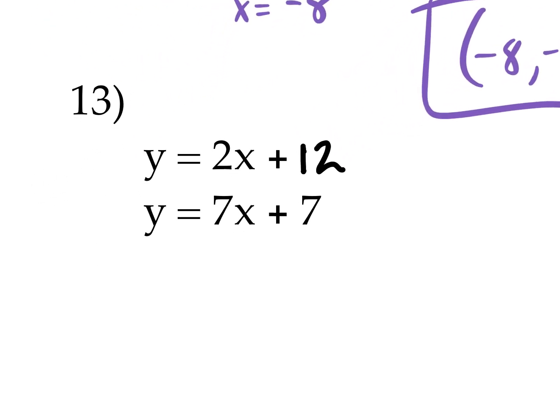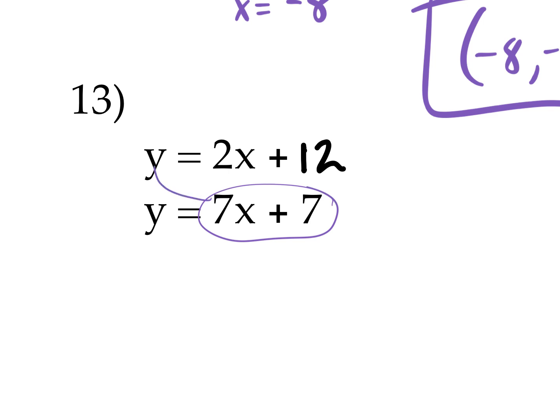All right, let's look at 3. Again, we're going to solve using substitution. Do I have an x equals or y equals here? Yep. So I can take what y is equal to and substitute it into the other y. So that gives me 7x plus 7 is equal to 2x plus 12. What should I do next? Awesome. Subtract the 2x. So I have 5x plus 7 is equal to 12.